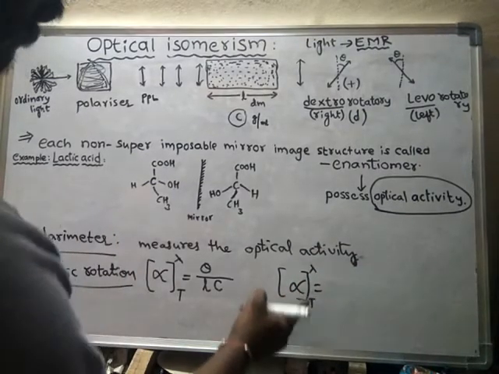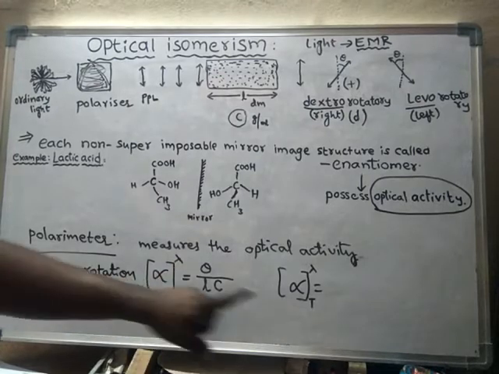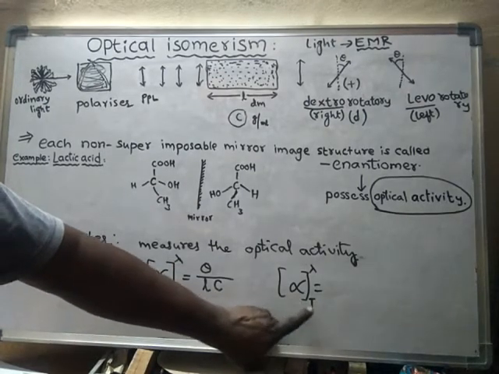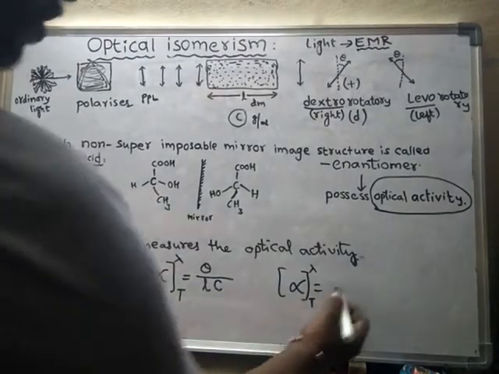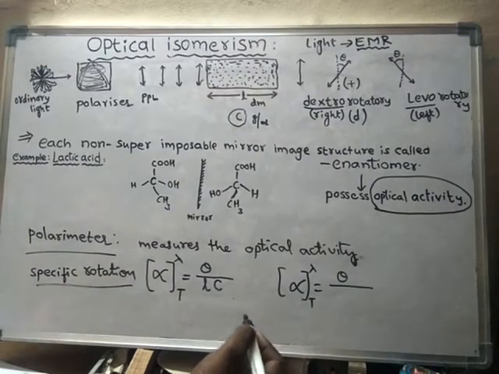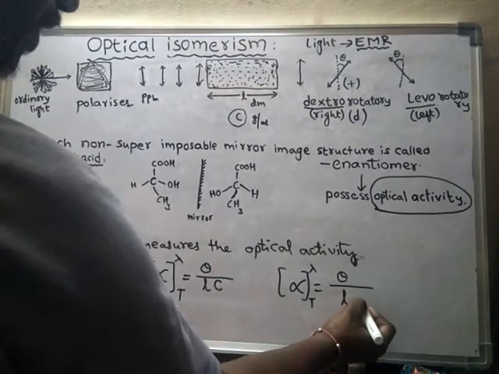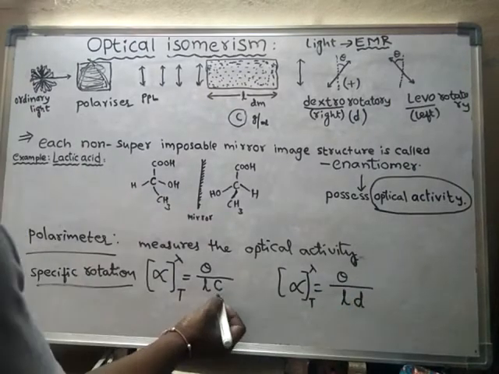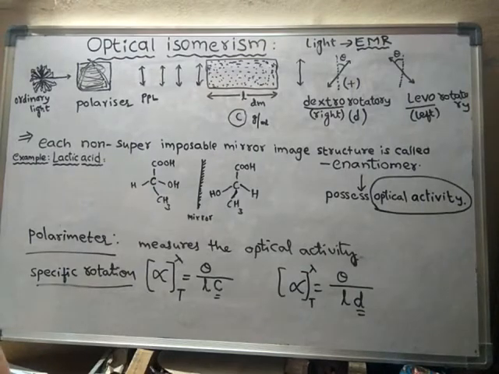So they simply specify the temperature and wavelength. So don't panic by looking at a formula like this. It will be equal to theta by L into D. Instead of L into C, we will use L into D when the pure substance is taken, not in the form of solution.